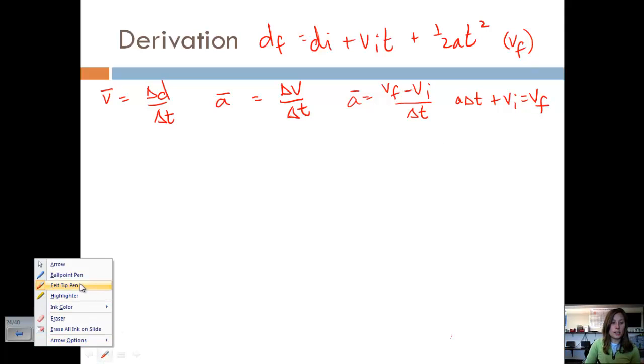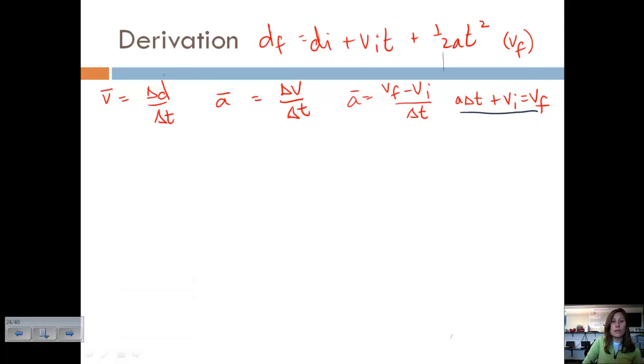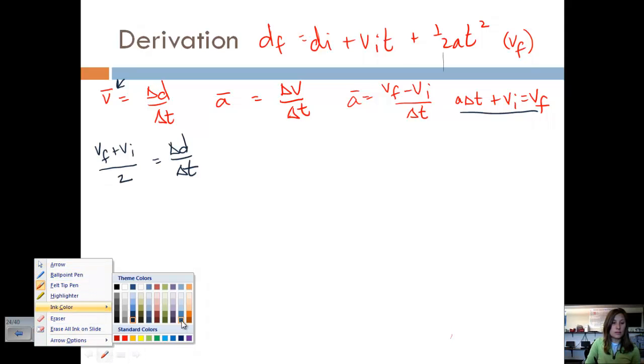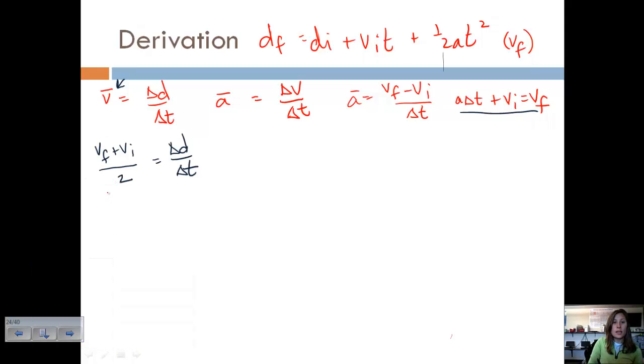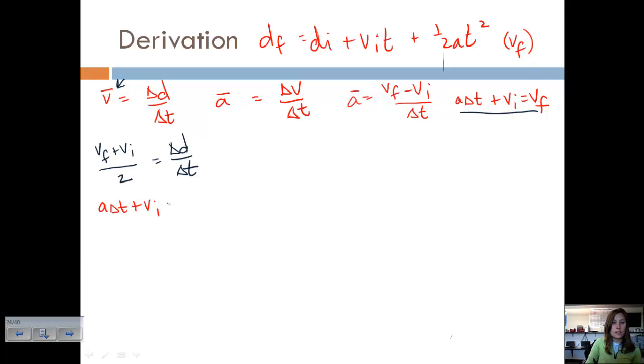So now I'm going to take that quantity, let's get a different color here, and I'm going to plug this in for the v final in this equation. And so I've got v final plus v initial over 2 is average, and that's delta d over delta t. So let's plug in our v final from the acceleration equation. So this is a delta t plus v initial, and now let's do the rest in our other colors so we can kind of keep them separate. So this is plus v initial over 2 equals delta d over delta t.